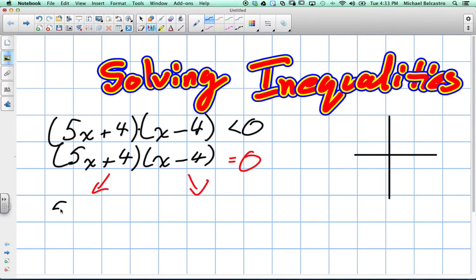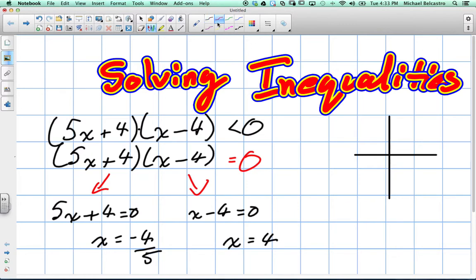That makes sense? Okay, so 5x plus 4 is equal to 0, and x minus 4 is equal to 0. We bring everything over, this becomes x is equal to negative 4 over 5, and this is x is equal to positive 4. So in other words, we have our two intercepts, one of them being at 4, and the other one being at negative 4 over 5.